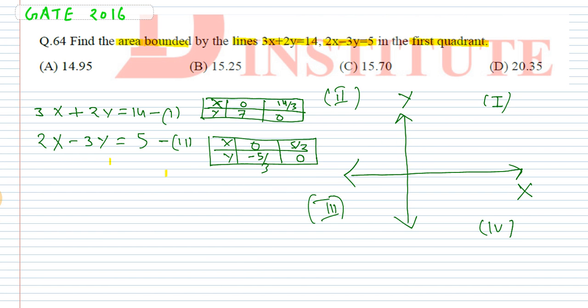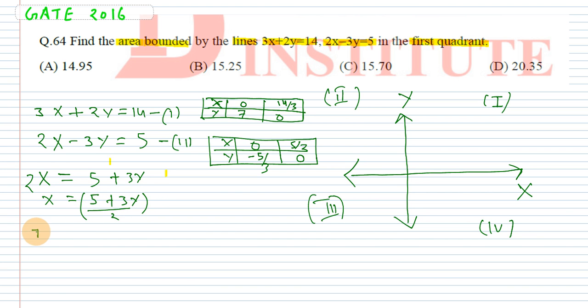We also have to find the point of intersection of these lines, so we can find the area bounded. So what we will do is find the value of x from equation 2 and put that value in equation 1, and we can get the values of x and y, which will be the point of intersection of these two lines. So from equation 2, the x value is coming to be (5 plus 3y) divided by 2.